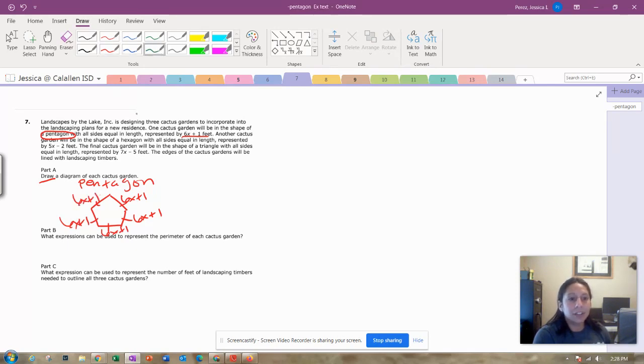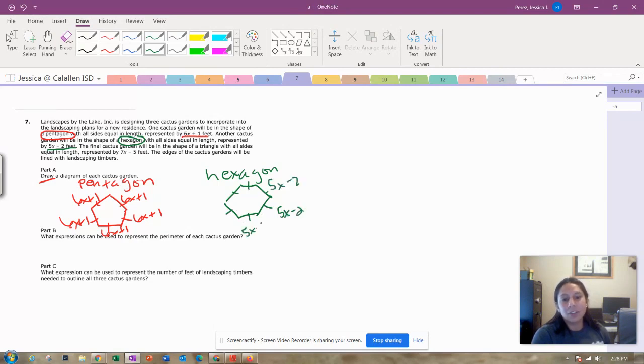Then it goes on to say another cactus garden will be represented by a hexagon with the sides 5x minus 2. So a hexagon has 6 sides, and again, they're all equal. Okay, mine's not the best, but pretend they're all equal. So all those 6 sides are equal, and they're all 5x minus 2. So 5x minus 2 for each side, all 6 sides.